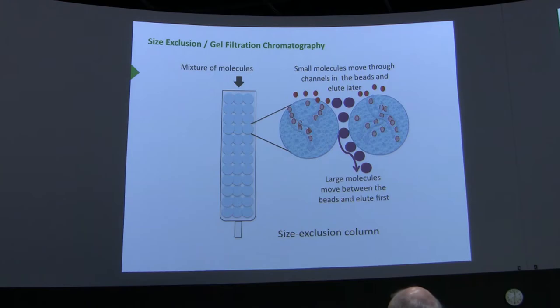The first molecules to elute, that is to come off of a size exclusion column, will be things that are bigger than the exclusion limit because they travel the shortest path. They don't go through all those tunnels. Whereas the small molecules that can go through all of those tunnels do, in fact, go through those tunnels and travel a longer distance. Everybody got that?